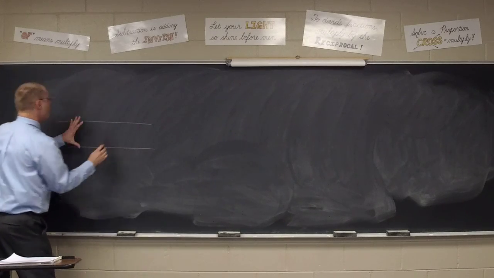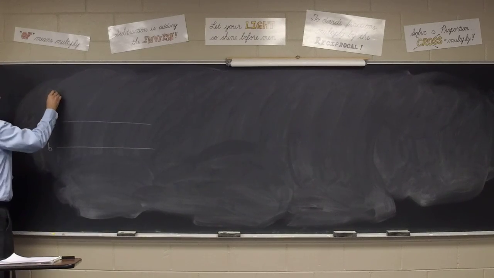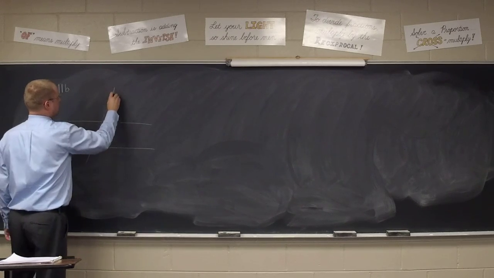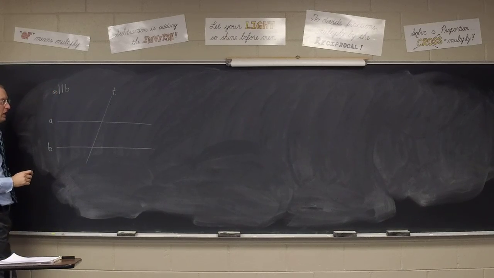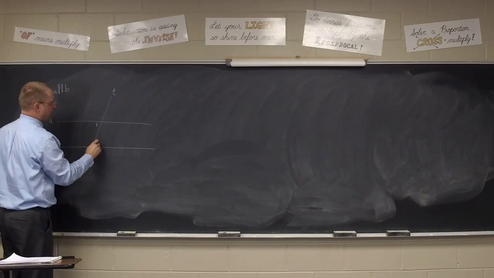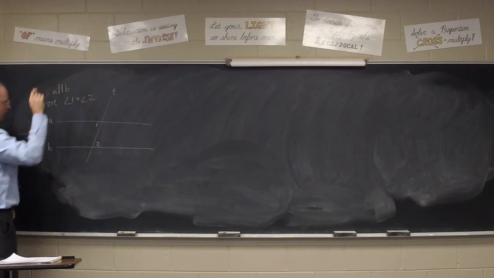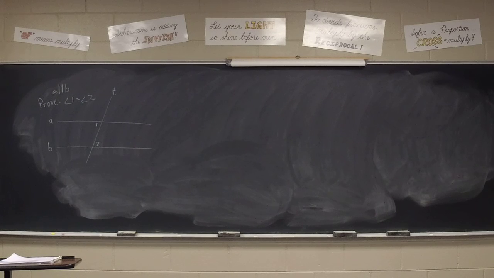But let's suppose we know, call these lines A and B, that A is parallel to B. And we cut these two parallel lines by a transversal, let's call it T. Let's suppose I wanted to prove that these two angles are equal to each other. I want to prove the alternate interior angles are equal. Well, let's go indirect method again. We're on a roll with that.